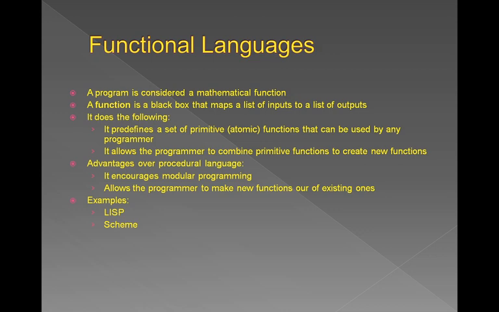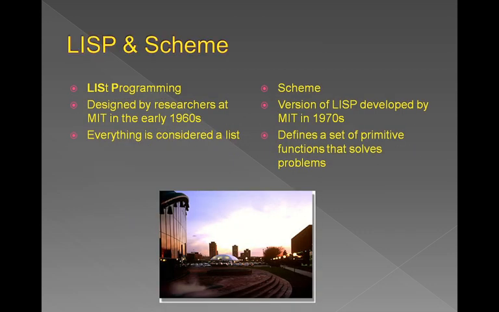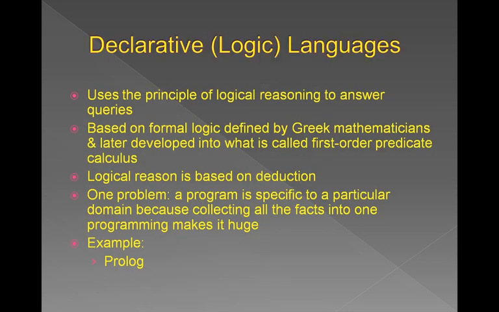Examples are Lisp and Scheme. Lisp, list programming, was designed by researchers at MIT in the early 1960s. Everything is considered as a list. Scheme is a version of Lisp developed by MIT in the 1970s. It defines a set of primitive functions that solve the problem.